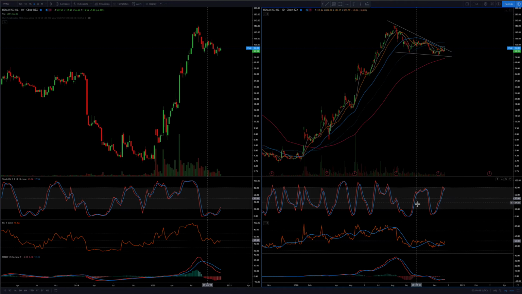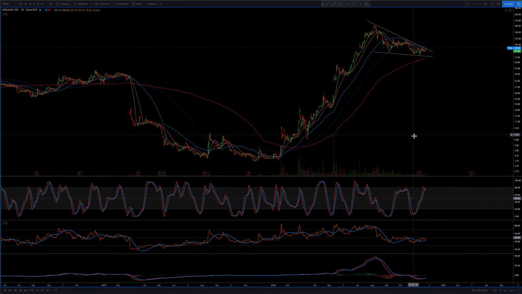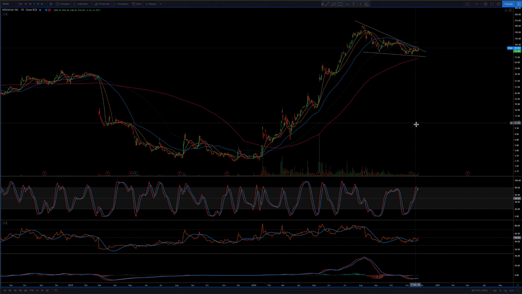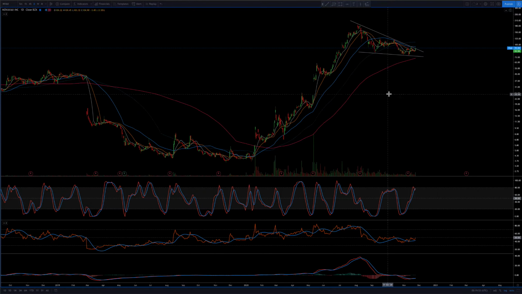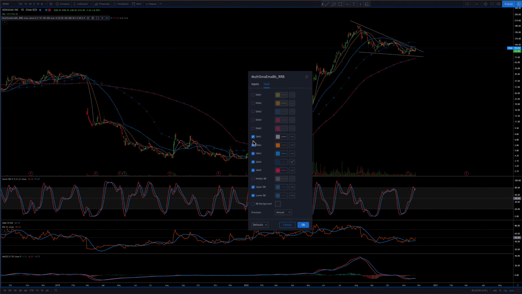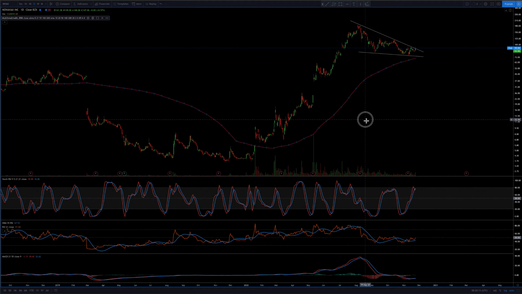Let's focus on the daily chart. Let's go ahead and maximize the chart, and let's start with the moving averages. Don't see anything noteworthy with the moving averages. The only thing, really, maybe the 200-day moving average. So let's go ahead and turn off all the other moving averages and leave the 200 there.